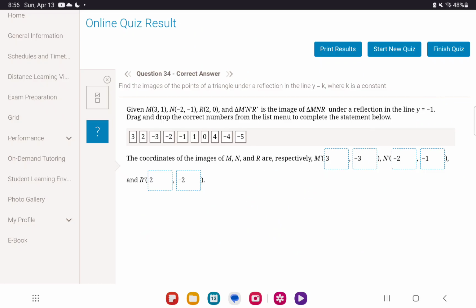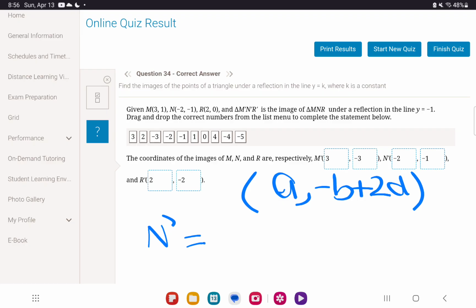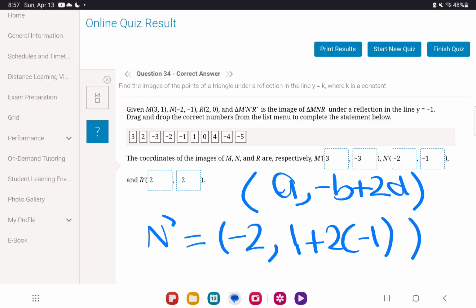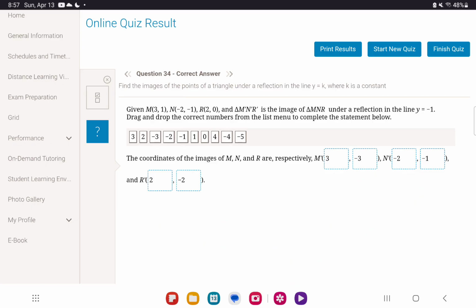So let's write our equation again: a comma minus b plus 2d. That's our equation. Now we want to do N prime. So the x stays the same. The y just becomes 1 because it's negative 1, so negative and negative make a positive. So 1 plus 2 times minus 1, so it's minus 2 and minus 1. I don't think I confused it this time. Now, let's write the rule again.